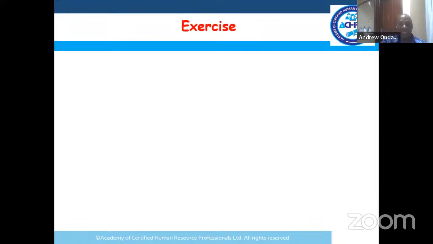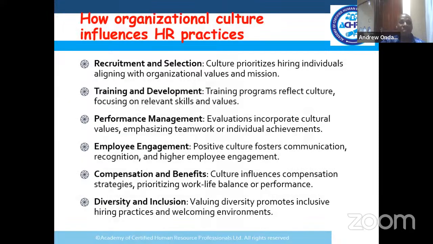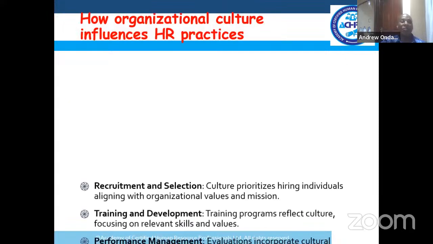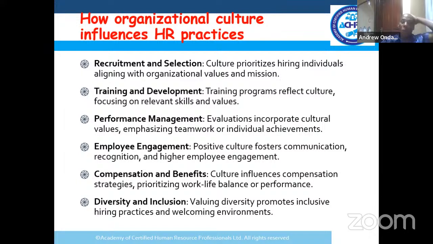Lastly, I wanted us to do an exercise, but in the interest of time, I think we stop there. And that brings us to the end of our module today, where we have discussed three key aspects. Number one is HR strategies. Number two is HR competencies. And number three is organizational culture.